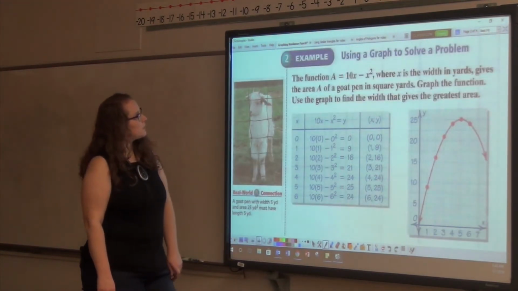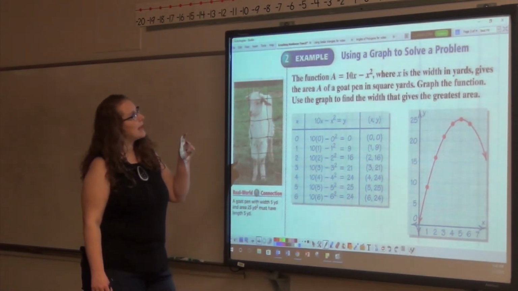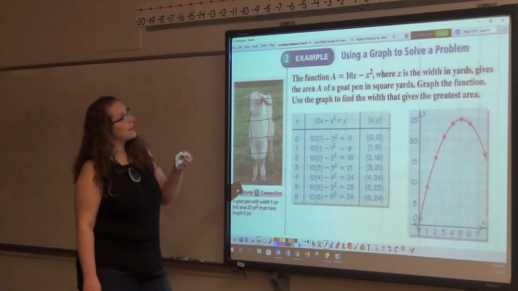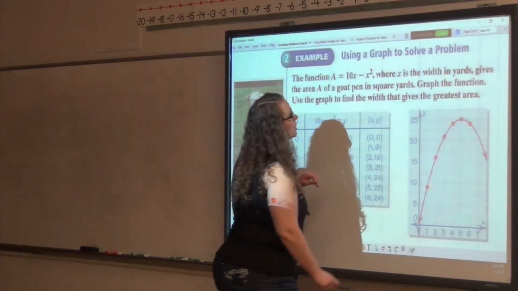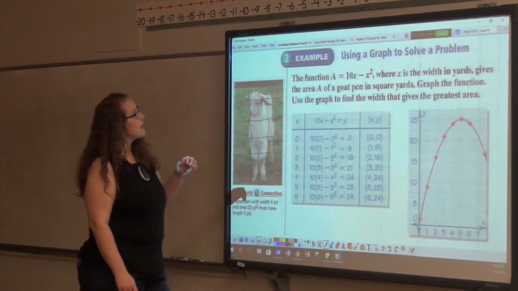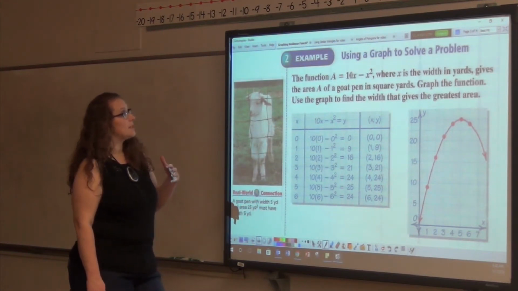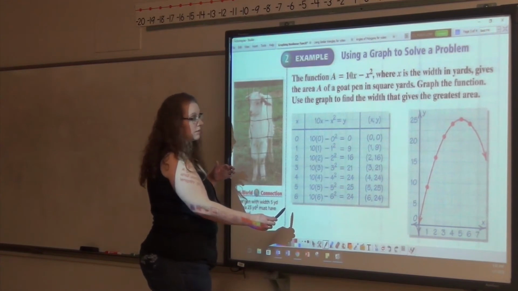All right, so the function A equals 10x minus x squared, where x is the width in yards, gives the area A of a goat pen in square yards. It wants us to graph this function. So what you're going to do is you're going to choose your x's.